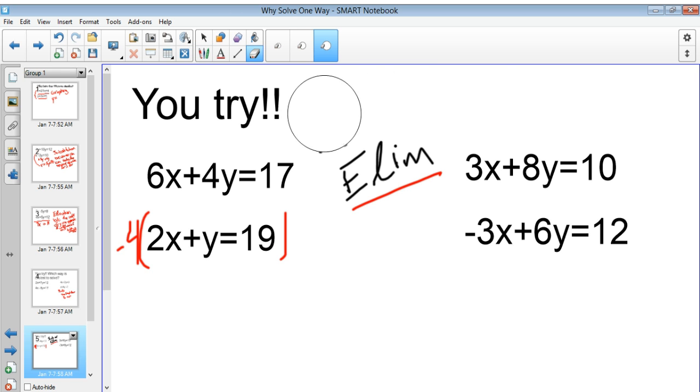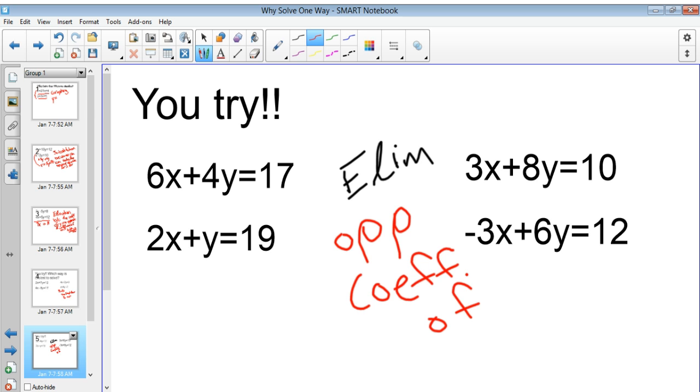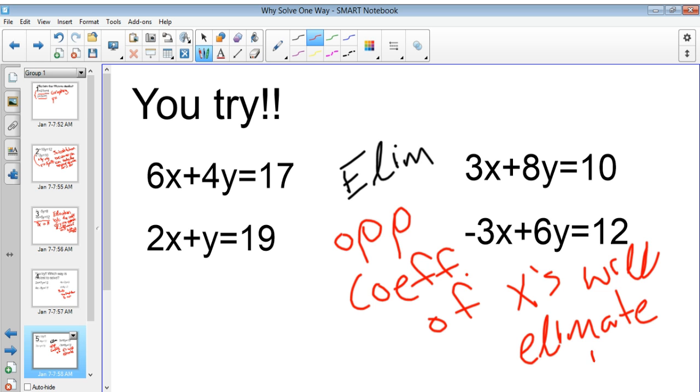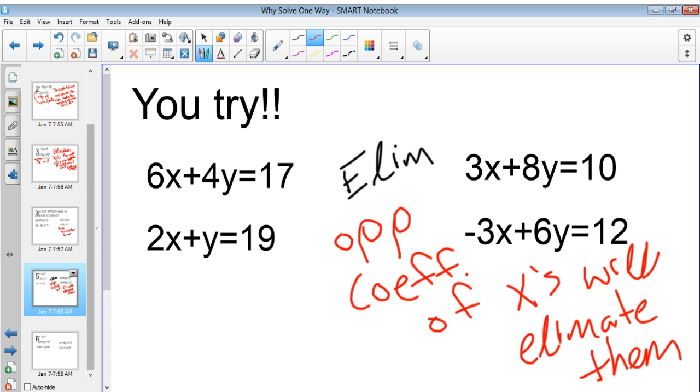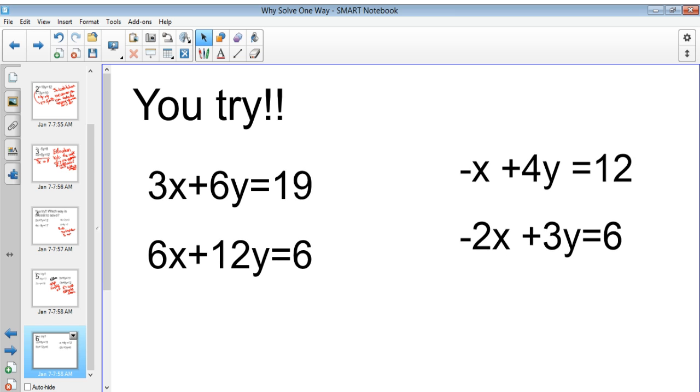However, in that second one, you should definitely be making the argument for elimination because, well, you have opposite coefficients. So I'd say opposite coefficients, and I would write this out. Opposite coefficients of x's will eliminate them. And the last one. Okay. Try it out. Pause it. Come back to me.